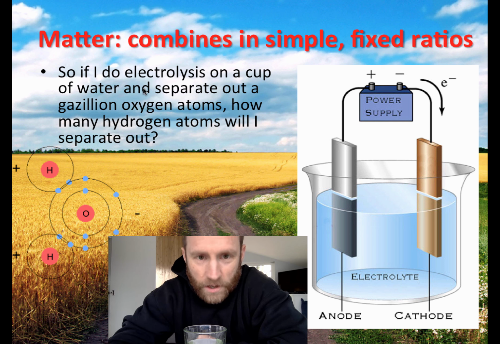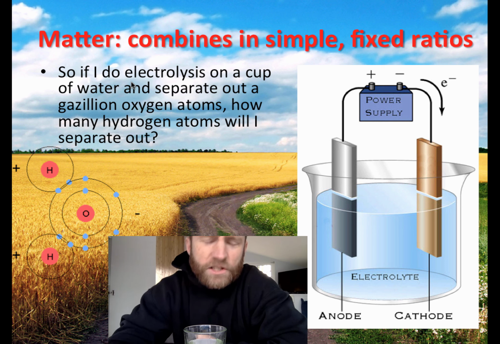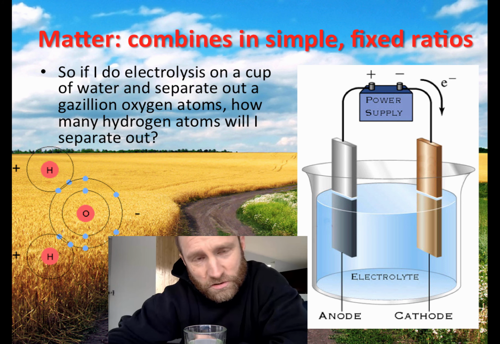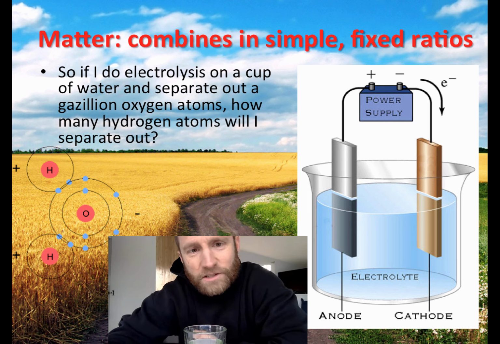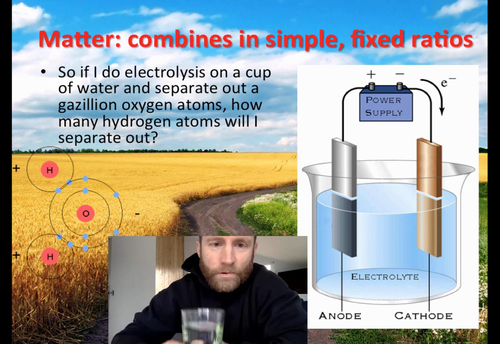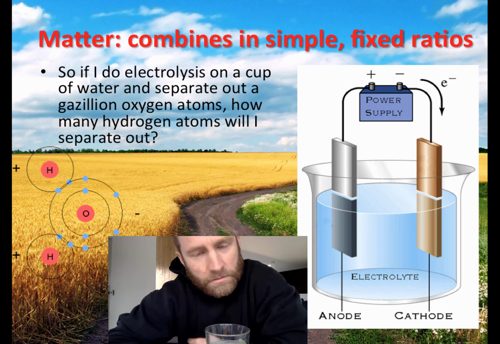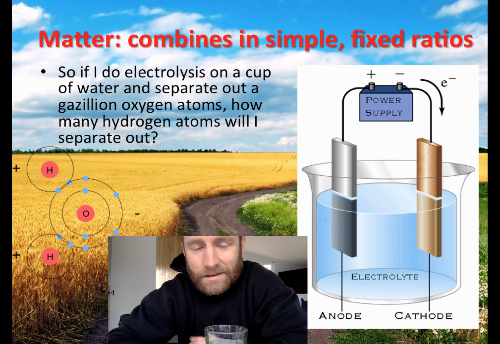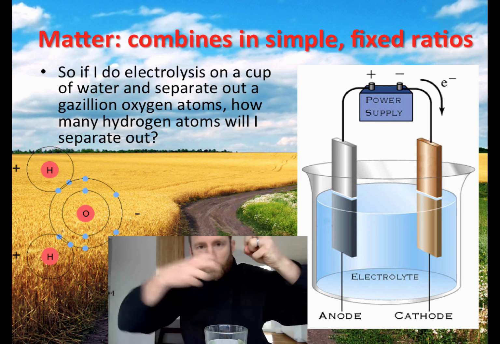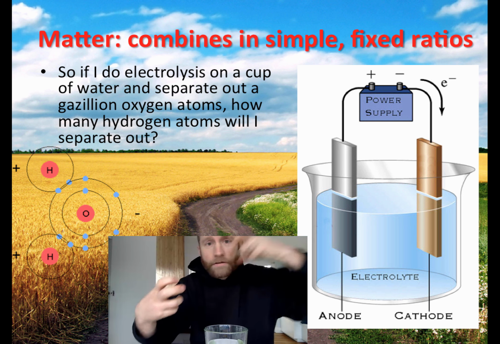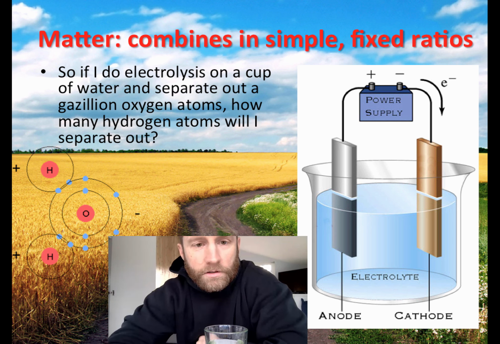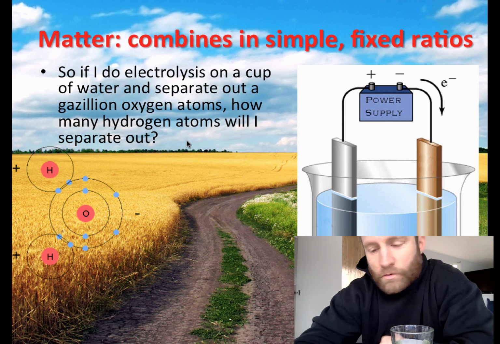So here's the question, and I guess this will be my 5th lecture question, which is: if I do electrolysis on a cup of water and separate out a gazillion oxygen atoms, then how many hydrogen atoms had to be separated? How many hydrogen atoms would be pulled away to get a gazillion oxygen atoms? How many hydrogen atoms would you have pulled away on the other side? That's basically the question.